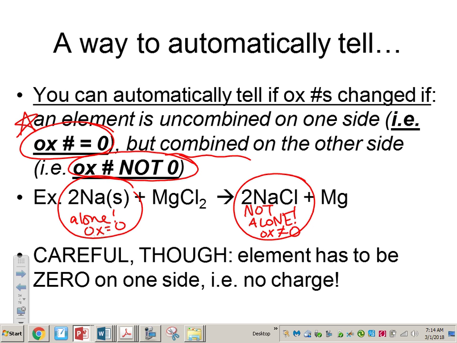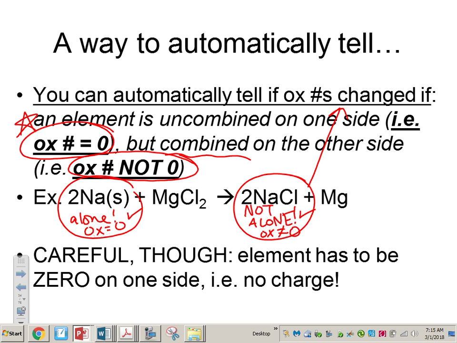In fact, it's +1 here because it's group 1. But we don't have to know that it's +1. All we have to know is that, hey, over here the oxidation number is 0, but over here the oxidation number is not 0. That means that the oxidation number changed, and that's what makes it a redox reaction. So that's what we're looking for.